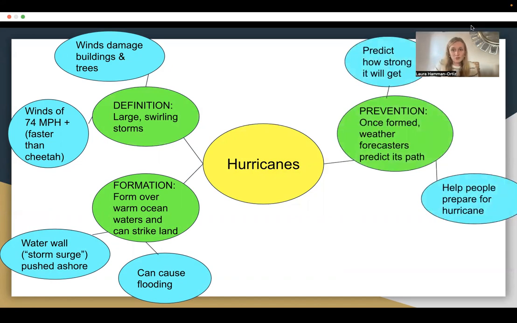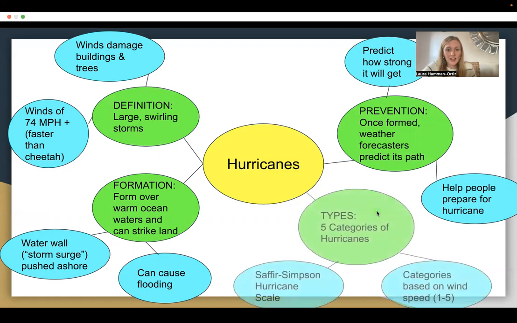Then we have prevention. So what weather forecasters do: weather forecasters predict its path, and then we have some information about that to predict how strong it gets, how people prepare. And finally, we have the types, and then more specific information about those 5 categories. So you can see how we're grouping the information that we're taking from this text and then identifying the details that came out of it.